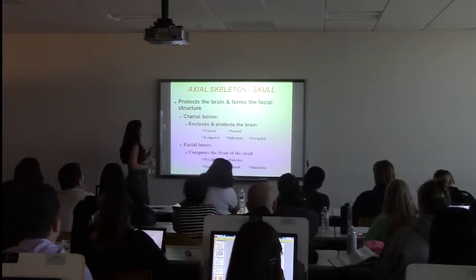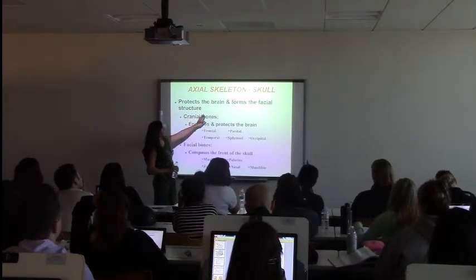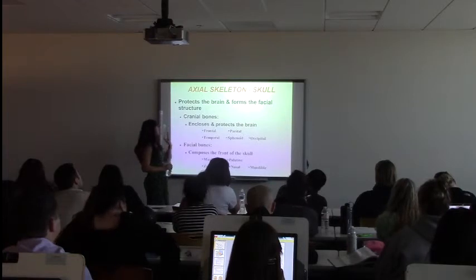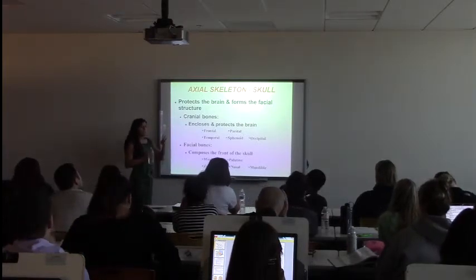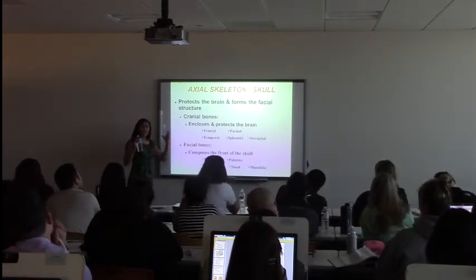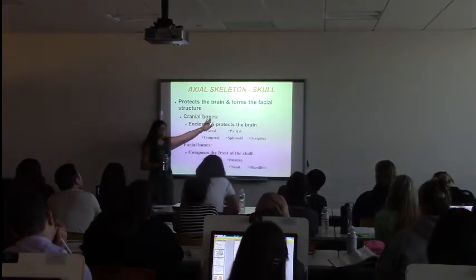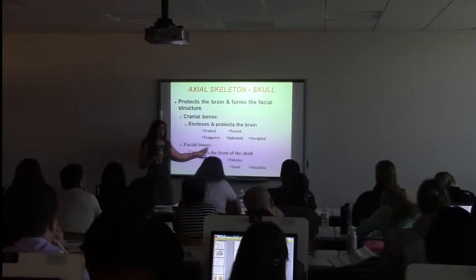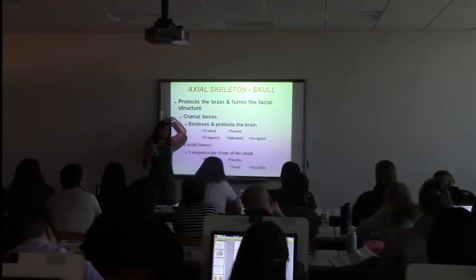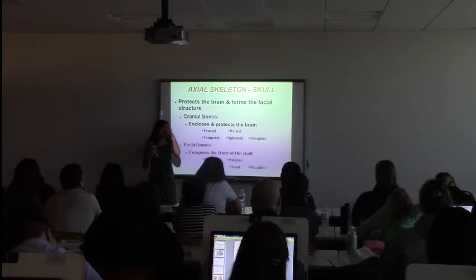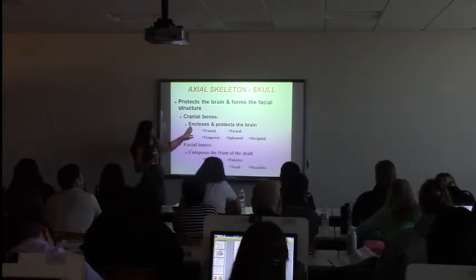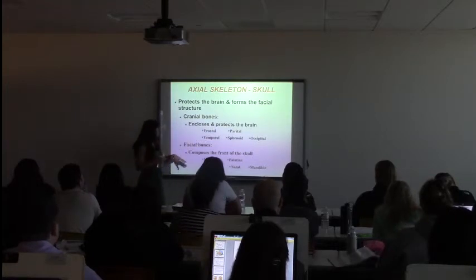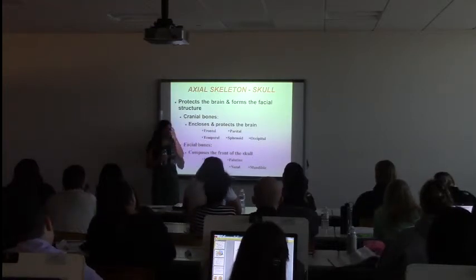Let's talk about the skull. The skull basically protects the brain and forms the facial bones or facial structure. The skull is split up into two categories of bones. You have cranial bones, which make up your cranium, and facial bones, which make up your face. The cranial bones enclose and protect the brain, because that's where you find the brain. Facial bones basically encompass the front of your skull.